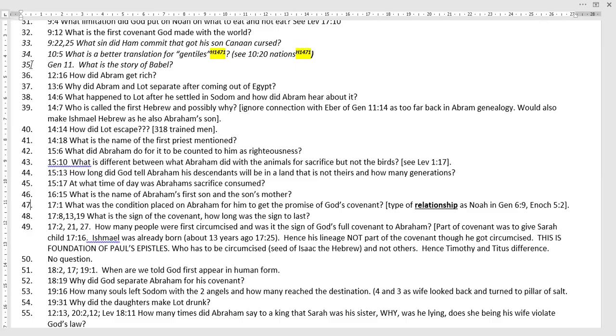Question 47. What was the condition placed on Abraham for him to get the promise of God's covenant? And I've got here type of relationship that was required. So the condition was in 17 verse 1, God says, and when Abraham was 99 years old, Yahweh appeared unto Abraham and said unto him, I am the Almighty God. Here's the condition. Walk before me and be thou perfect. And as a result, verse 2, and I will make my covenant between me and thee, and will multiply thy seed. So firstly, Abraham had to do something.